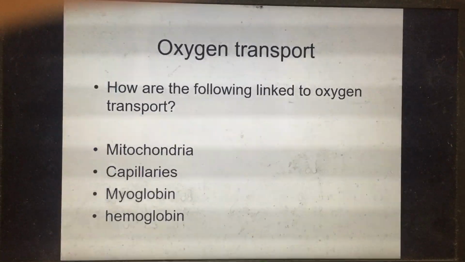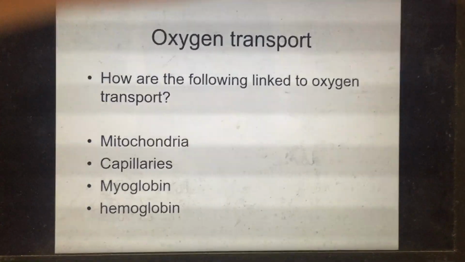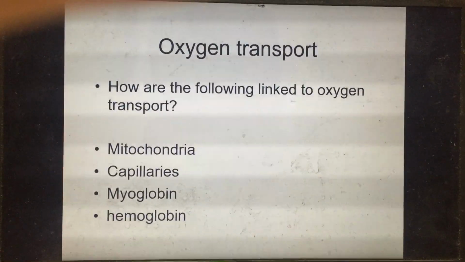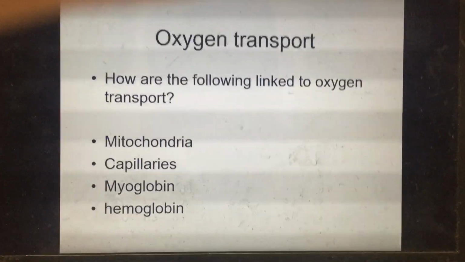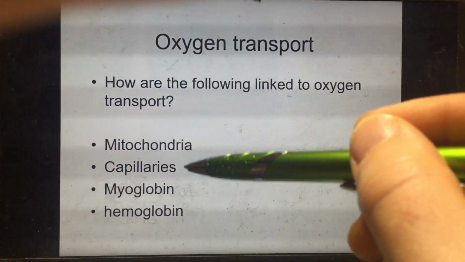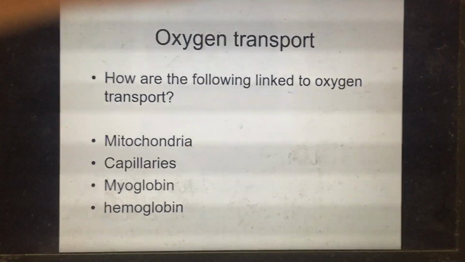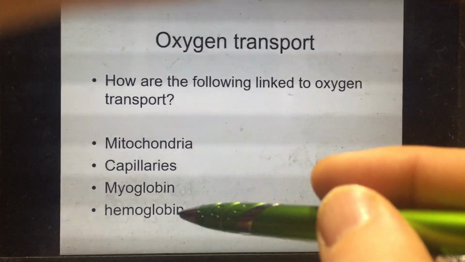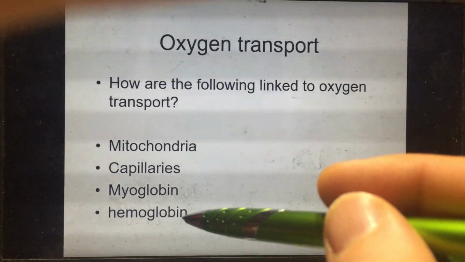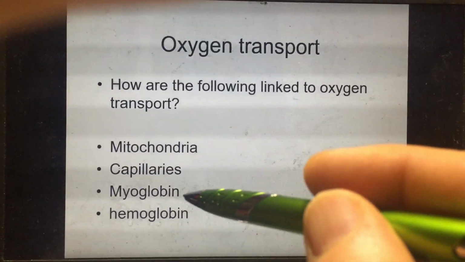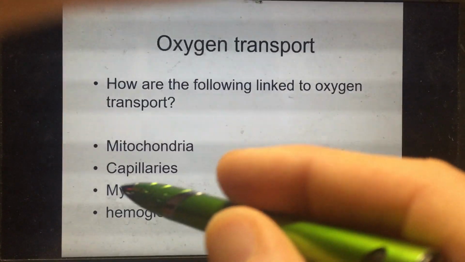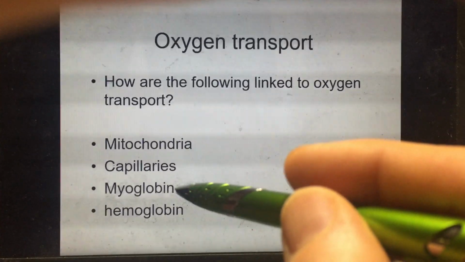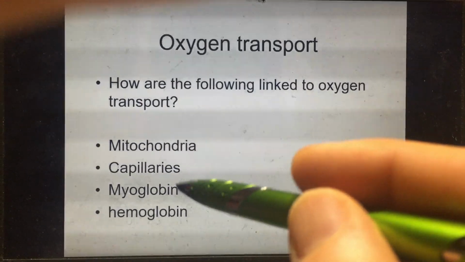Now, how are the following linked to oxygen transport? So I've got a number of components that are important for aerobic performance. So you've got your mitochondria, capillaries, myoglobin, hemoglobin. So hemoglobin is a protein that carries oxygen in the blood. And then myoglobin, we covered this earlier in the class, gives your muscle that red appearance. Myoglobin carries oxygen in the muscle.